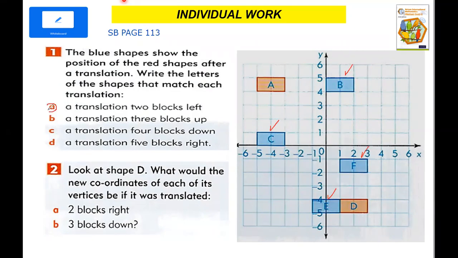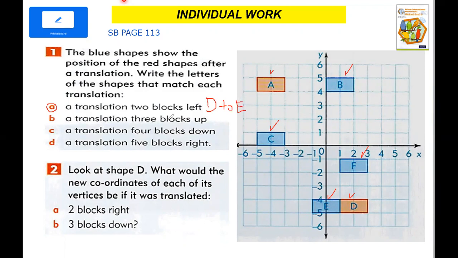Let's answer letter A. So concentrate on letter A and letter D. These are our original shapes. So a translation 2 blocks left. Let's see which one is the translation of A or of D. If we look at A, there's no shape that has been translated to the left. So it will be D and E. So meaning D to E. If you can see the D, 1, 2. So it is D to E.